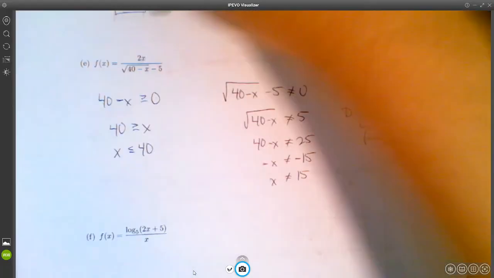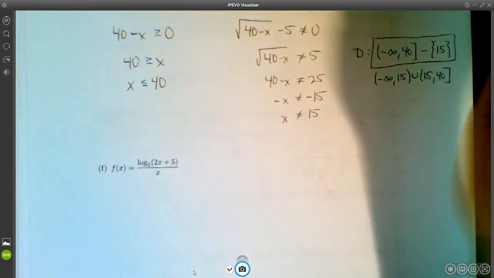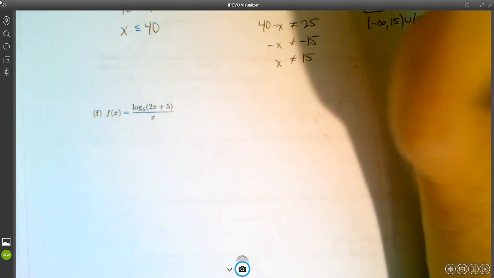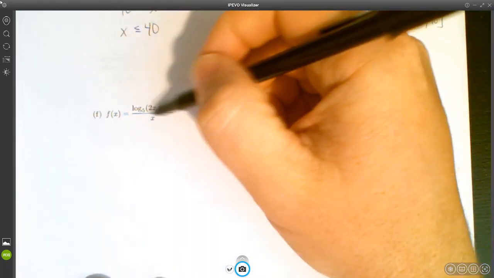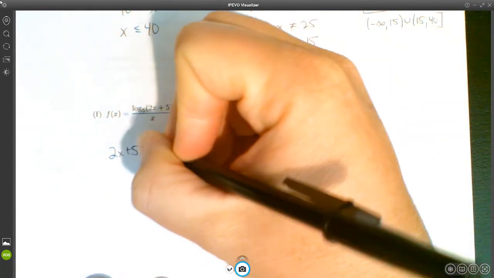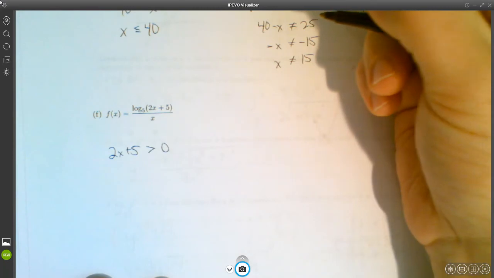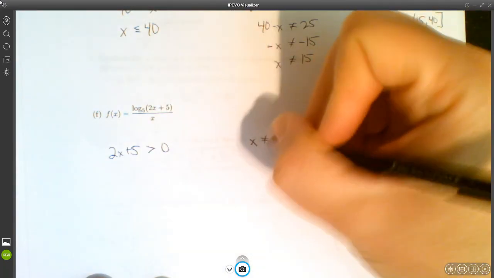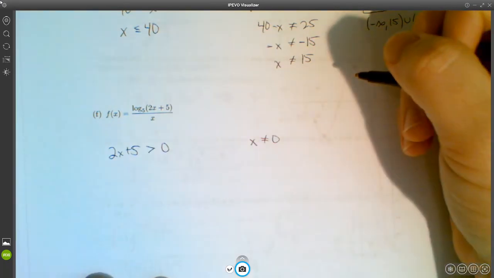One more. Okay, one more. What can go wrong here? A couple things. First of all, for a logarithmic function, we need our argument to be strictly greater than 0. So we need 2x plus 5 to be strictly greater than 0. And for another thing, we're not allowed to get 0 in the denominator. So we need x to not equal 0. Okay?